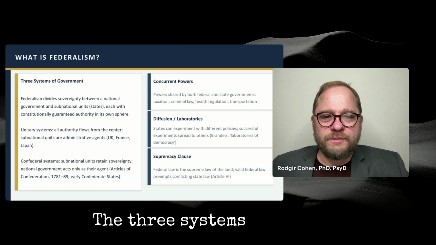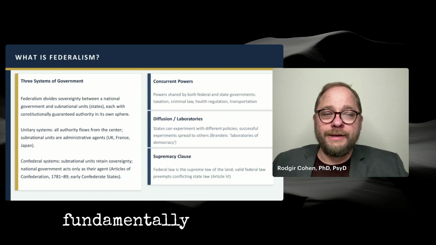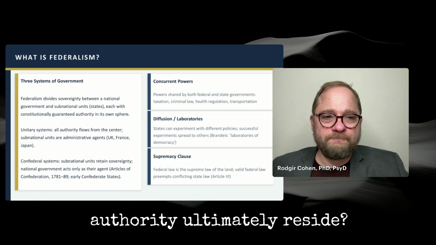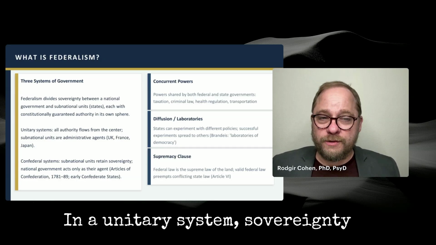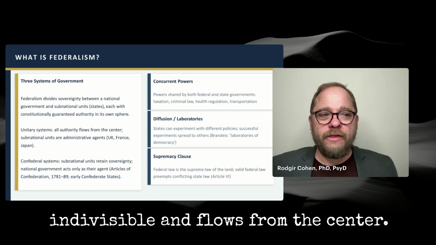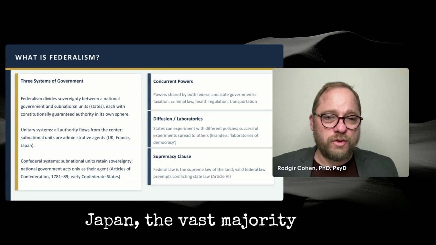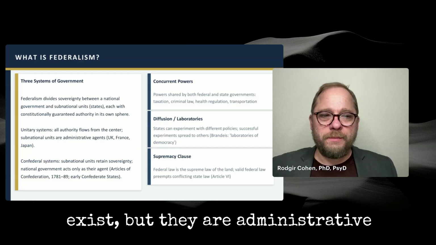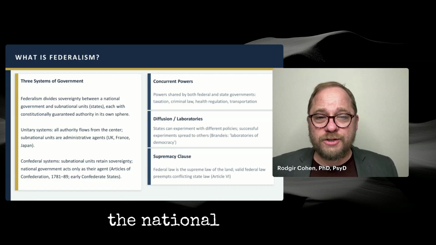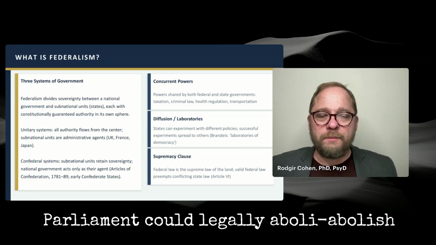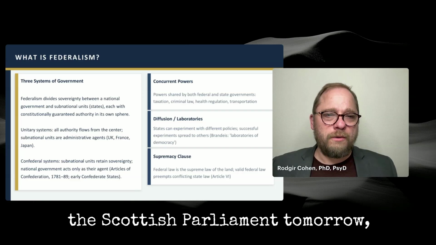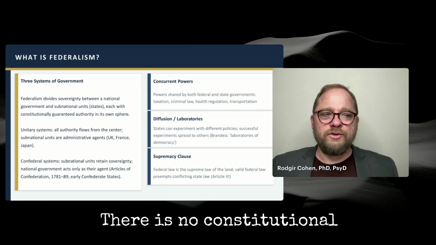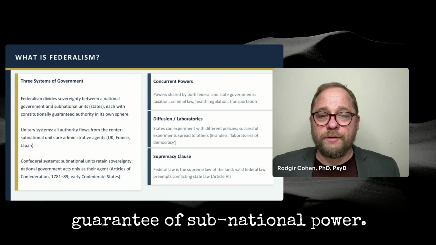The 3 systems on the left side represent fundamentally different answers to the question, where does sovereign authority ultimately reside? In a unitary system, sovereignty is indivisible and flows from the center. The United Kingdom, France, Japan, the vast majority of the world's democracies are unitary. Local and regional governments exist, but they are administrative creations of the national government. Parliament could legally abolish the Scottish Parliament tomorrow, though it would be politically catastrophic if they did so. There is no constitutional guarantee of subnational power.